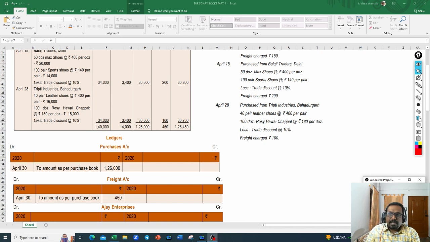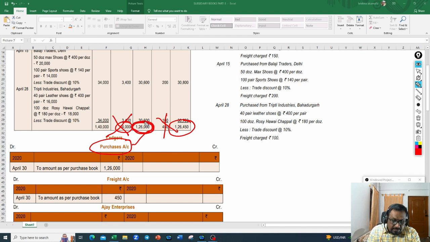See here, purchase account. First thing, what did I say? Purchase account you need to manage. In purchase account, what is the net purchases we made? 1,26,000. We should not take this figure inclusive of freight. Exclusive of freight, we need to take. Exclusive of trade discount, we need to take. We should not take trade discount into account. We should not take freight into account.